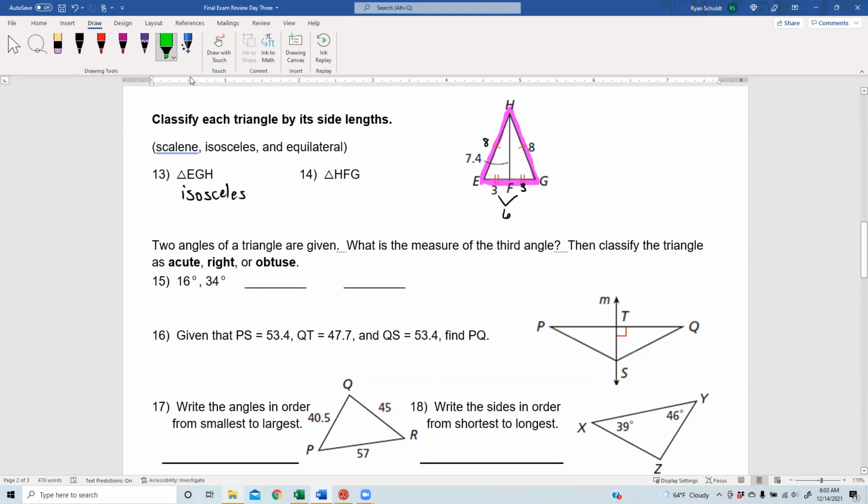14 asks us about HFG. So this triangle right here. Well, one side is 7.4, the other side's 3, and then the third side is 8. Are any of those the same? No. So this is scalene.